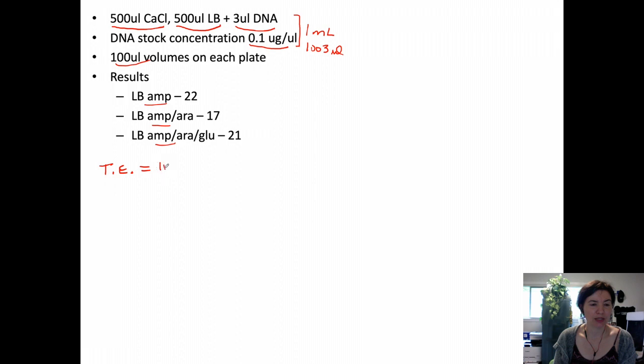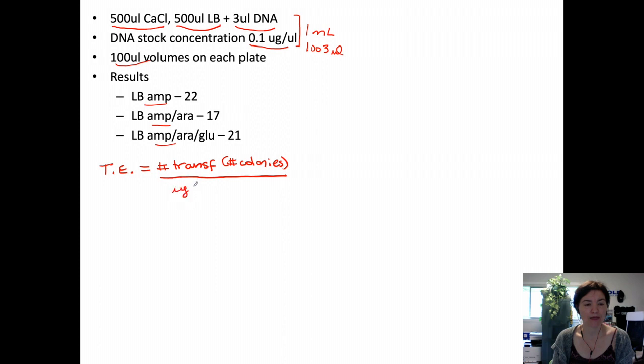So if we're trying to figure out transformation efficiency, we actually want to know 2 things. We want to know how many transformations happened, and that's really the same thing as the number of colonies on a plate. And we're going to divide that by the amount of DNA that was used. We want to know how successful we were, so we want to know how many transformations occurred per microgram DNA.